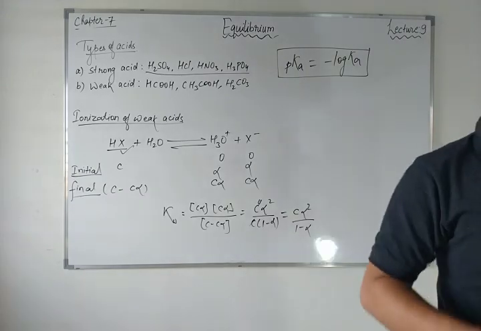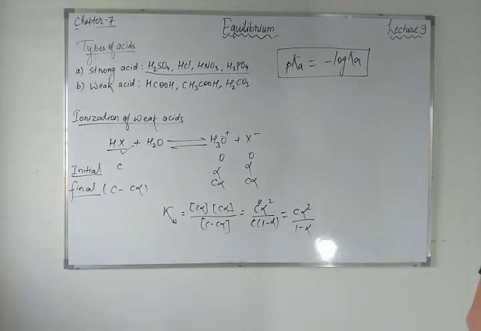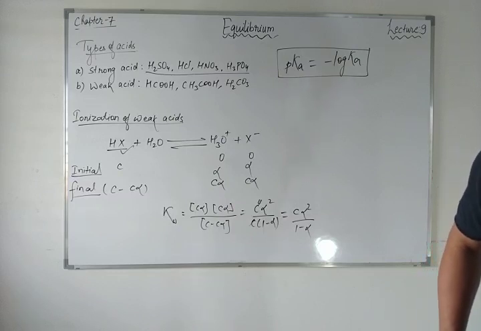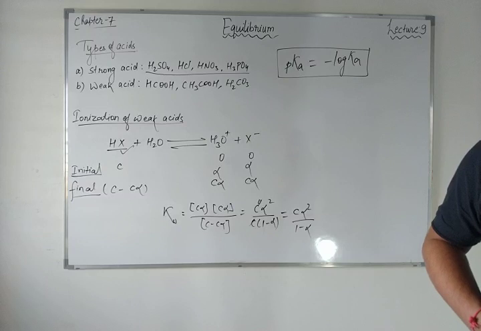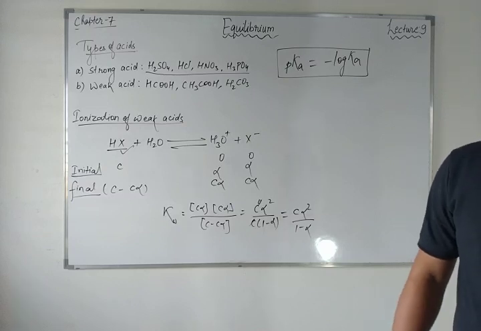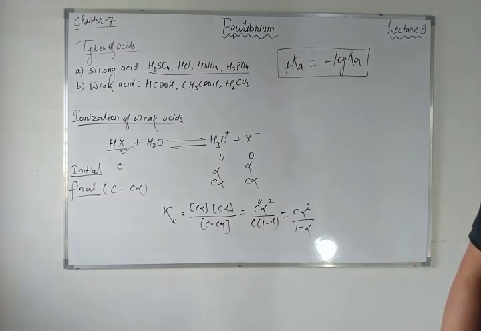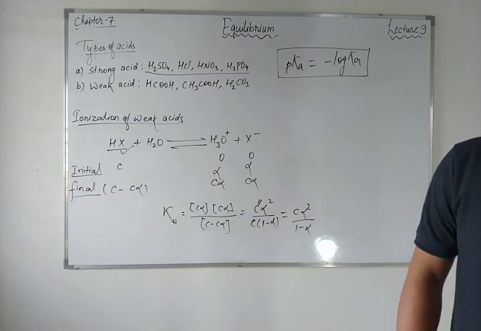There are some numericals in your textbook that I hope I have solved in the previous video also. Here the question is given that the ionization constant of hydrogen fluoride is 3.2 into 10 to the power minus 4.